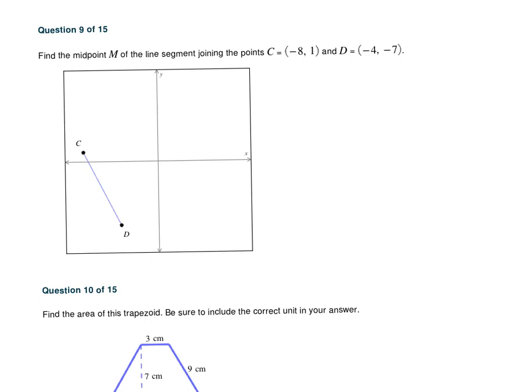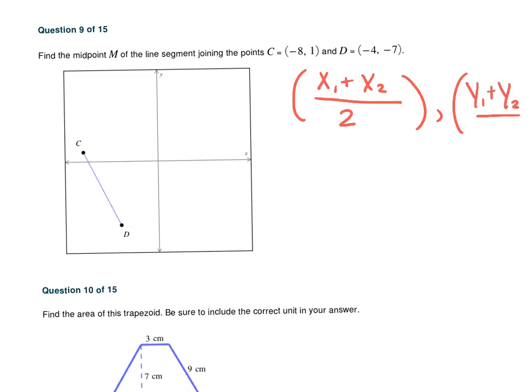So question 9 is finding the midpoint M of the line segment joining the points C and D. And we have those ordered pairs there. Again, you will be given your midpoint formula. So that's going to be your x coordinates, x1 and x2. And you're going to divide those by 2 because you're finding the middle between those 2 coordinates. And then the same thing with your y values, with your y coordinates. You're finding the middle of those.